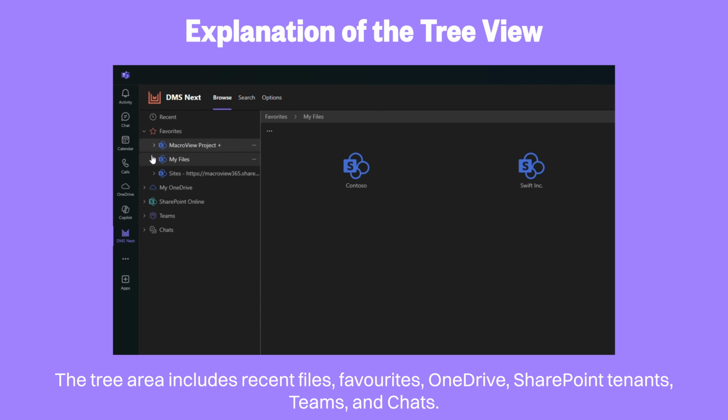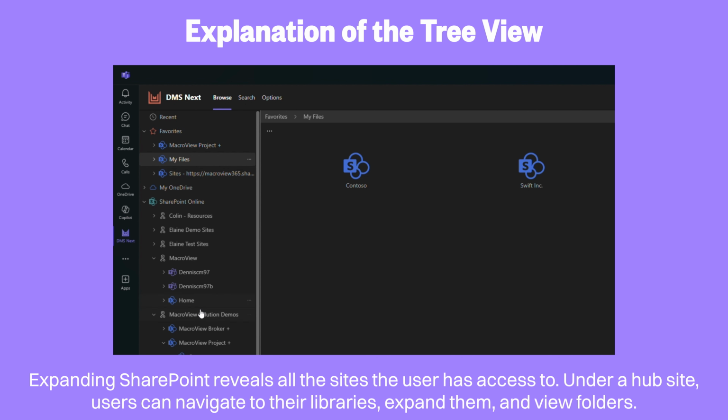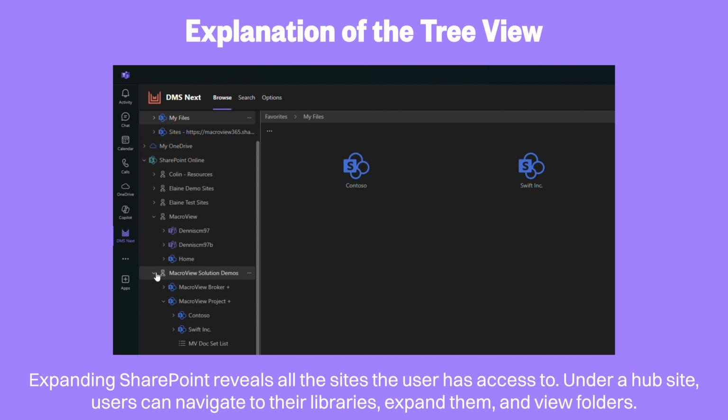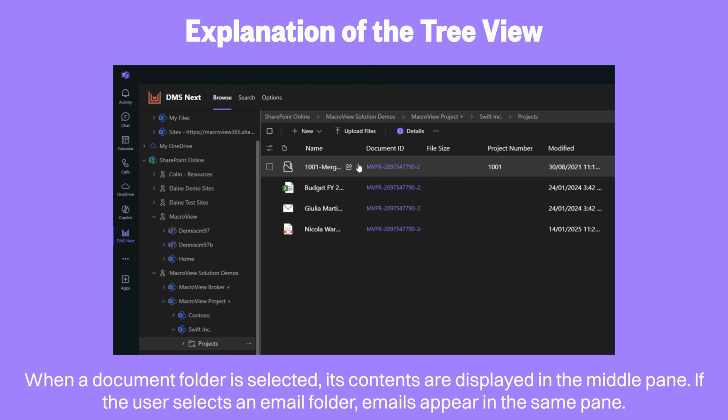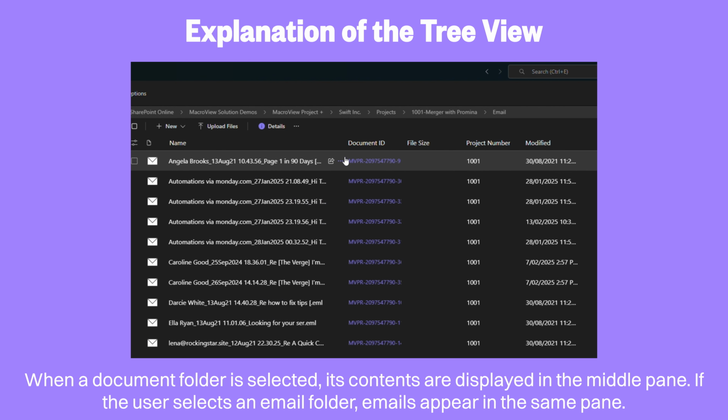The tree area includes recent files, favorites, OneDrive, SharePoint tenants, Teams, and chats. Expanding SharePoint reveals all the sites the user has access to. Under a hub site, users can navigate to their libraries, expand them, and view folders. When a document folder is selected, its contents are displayed in the middle pane. If the user selects an email folder, emails appear in the same pane.